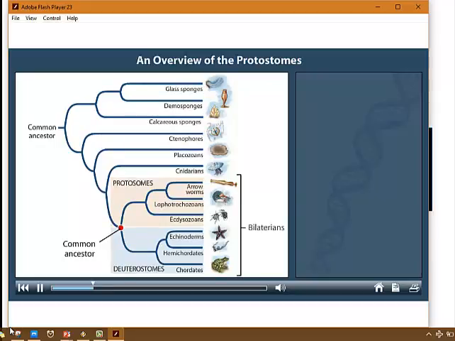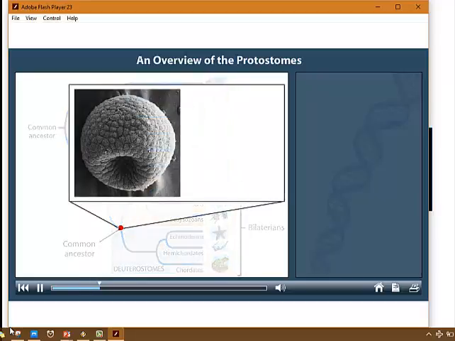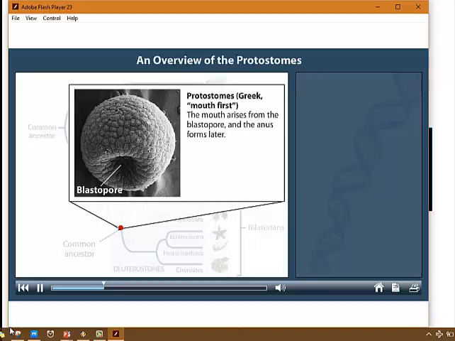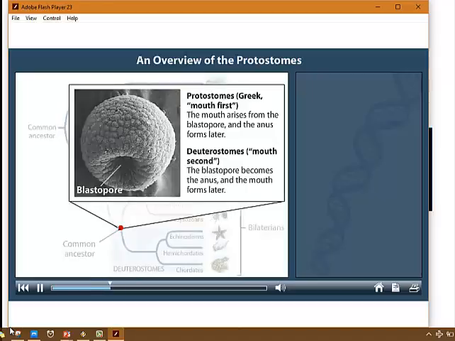Protostomes and deuterostomes are clades that have been diversifying separately for more than 500 million years, ever since the Cambrian explosion. The clades are distinguished in part by their early embryology. During gastrulation of these animals, a hollow ball that is 1 cell thick indents into a cup-shaped structure, forming a blastopore. In protostomes, which is Greek for mouth first, the mouth arises from the blastopore. In deuterostomes, which means mouth second, the blastopore becomes the anus, and the mouth forms later.